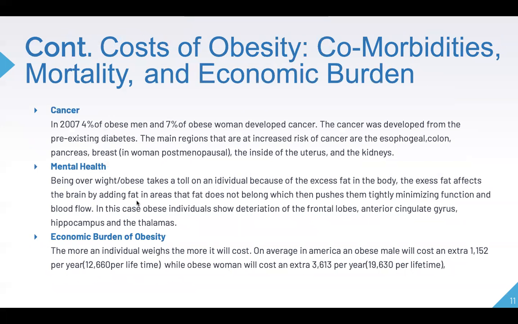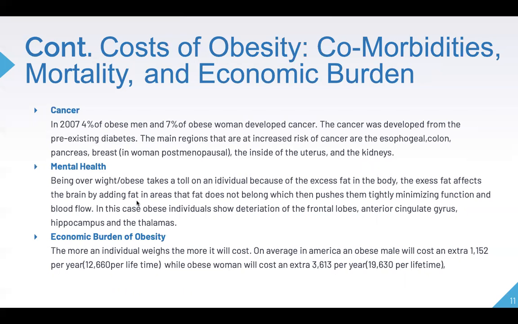Here we have cancer. In 2007, 4% of obese men and 7% of obese women developed cancer. The cancer was developed from the pre-existing diabetes. The main regions that are at risk of cancer are the colon, pancreas, the breast, mainly in postmenopausal women, and inside the uterus and the kidneys.